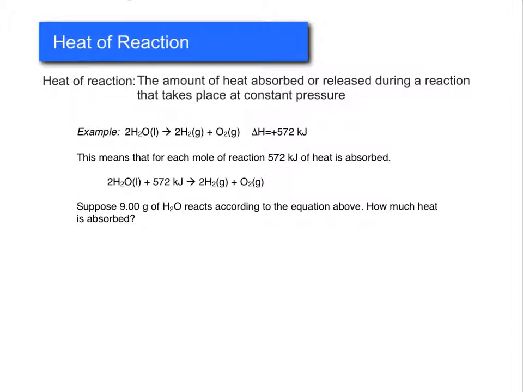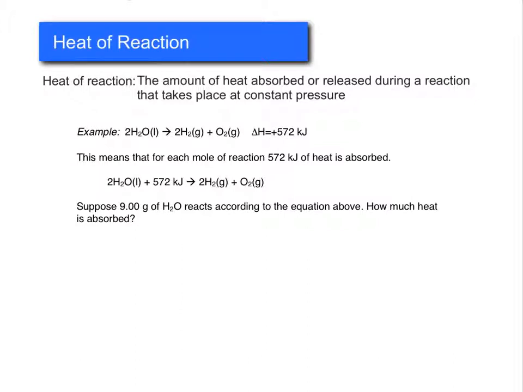It doesn't just randomly break apart into hydrogen and oxygen gas. We have to put in energy, usually in the form of electrolysis, to get that reaction to occur, because hydrogen and oxygen gas have a lot more energy than the liquid water does. All right, so for this reaction, it says, suppose that we have 9 grams of water that reacts according to the equation above. How much heat is absorbed?